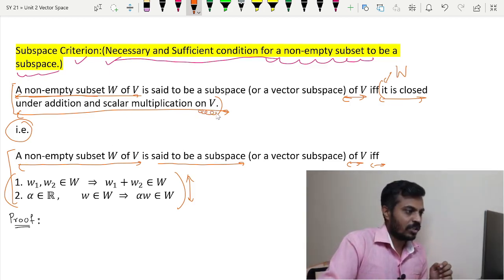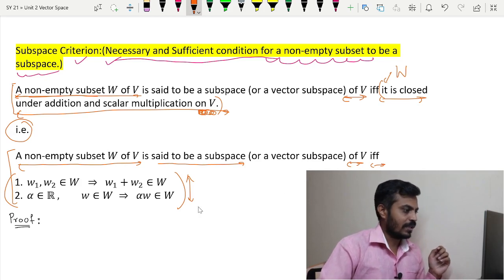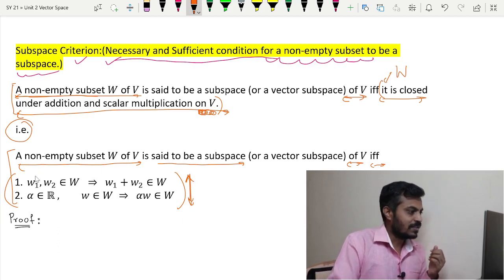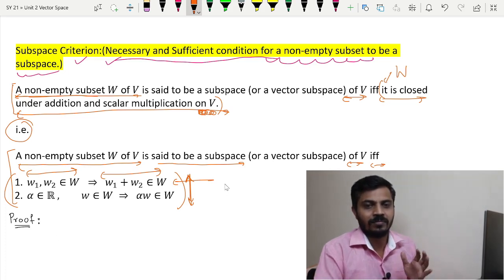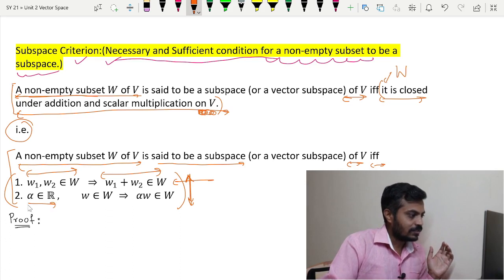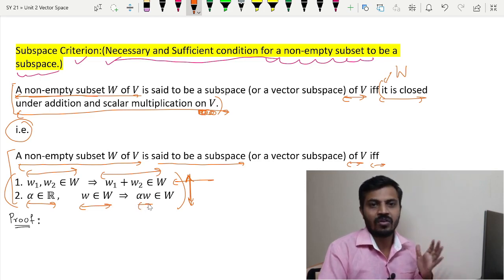So the meaning is whatever addition and scalar multiplication in V is there, with respect to that this W should be closed, and that I have represented in terms of mathematical expressions here. So it means that take any two elements from W, the sum should lie in W. This is called the property of closure with respect to addition, and take any real number alpha, in general arbitrary one, and take any element w of W, then this alpha w should also lie in W.